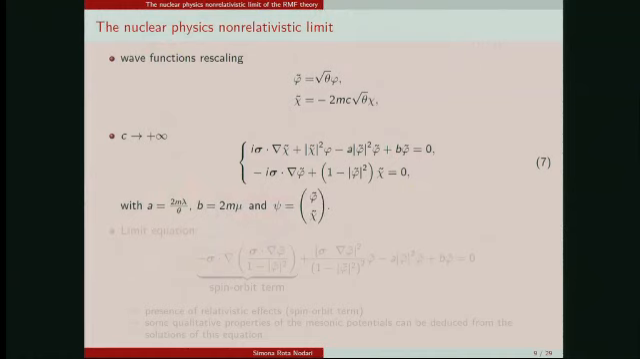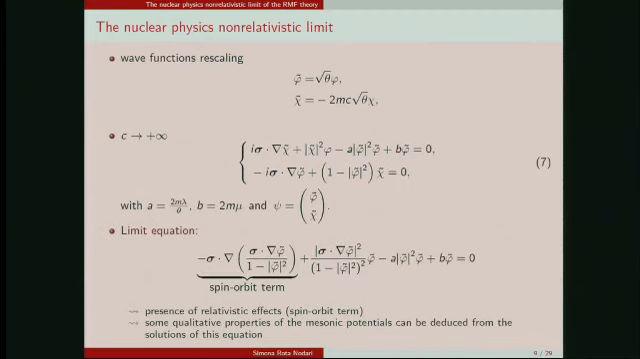We remark that here the parameter A depends on the mass of the nucleon, on the masses of the mesons and on the coupling constant, while B depends only on the mass and the energy of the nucleon. Starting from this system, we can write psi tilde as a function of phi tilde, and we obtain this limit equation that is the nuclear physics non-relativistic limit of the relativistic mean field model.